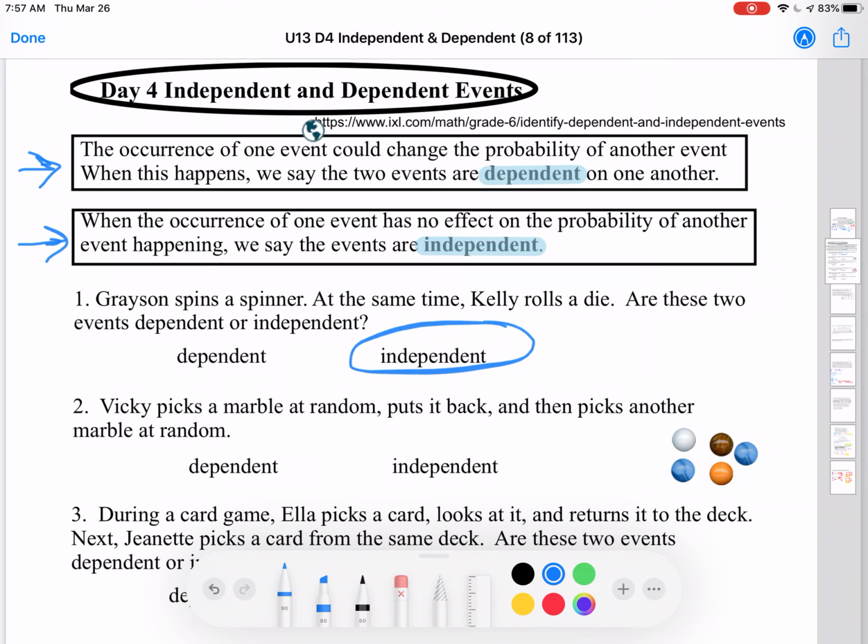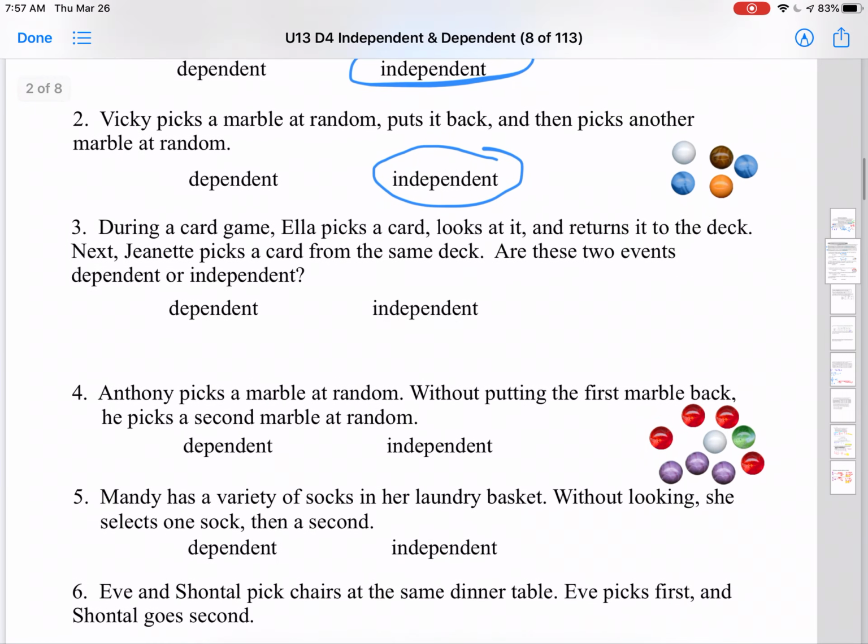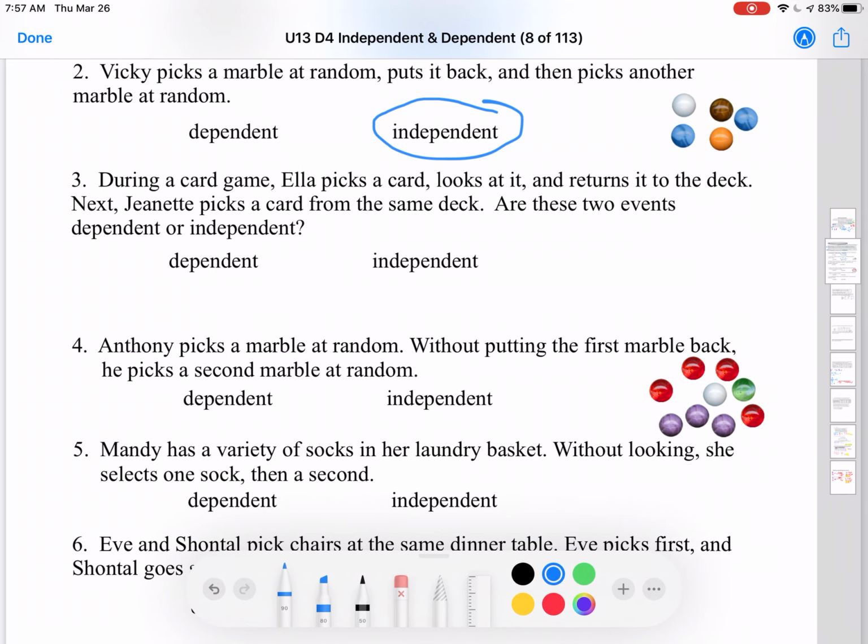What about number 2? Vicky picks a marble at random, and then she puts it back, and now she picks another one. Aren't those also independent? They're not affecting each other at all. It's the same sample space. During a card game, Ella picks a card, looks at it, and returns it to the deck. Next, Jeanette picks a card from the same exact deck. Are these two independent or dependent? Well, same thing. The sample space is the same, so they're independent. They're not affecting each other.